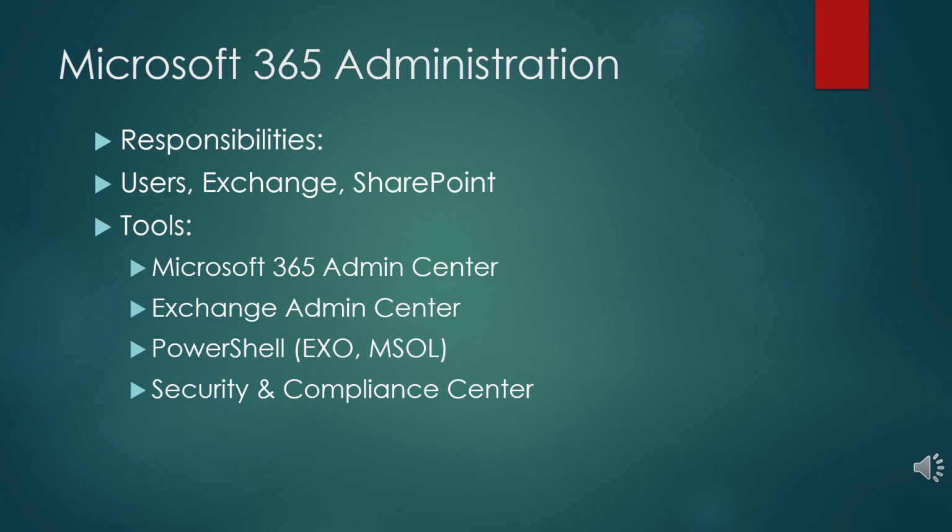If the issue is related to access, we check permissions. If it's a larger issue, we use PowerShell to gather more details. This structured approach helps us quickly identify and resolve issues. So overall, Microsoft 365 administration is about managing users, ensuring smooth communication, handling collaboration tools, and maintaining security. And in today's cloud-driven world, this is one of the most essential skills for any system administrator.